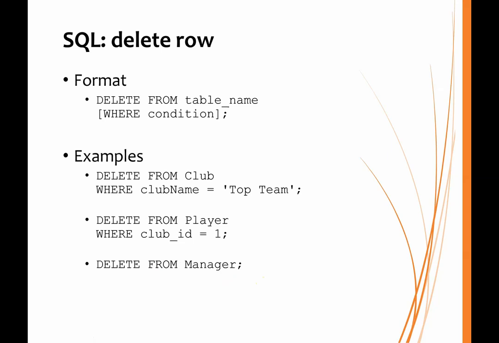When we want to delete rows, and this is the distinction, we can drop a table, but we delete a row. So we will delete from whatever the table is. And if we don't have a where condition, that will delete every single row from the table. Whereas if we put in a where clause, that will identify which rows are to be deleted. Delete from club where club name equals top team will delete just 1 row. That is the club with that name. Delete from player where club ID equals 1, that will delete just 1 row. Delete from manager will remove every single row from the table. The table will still exist, but it will have 0 rows.